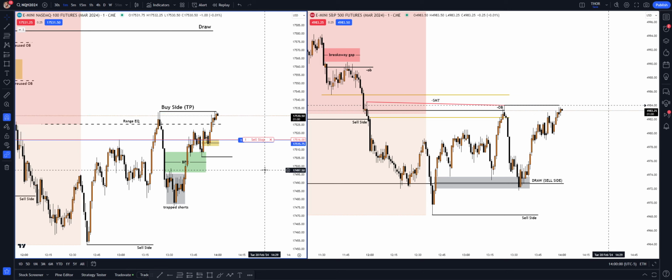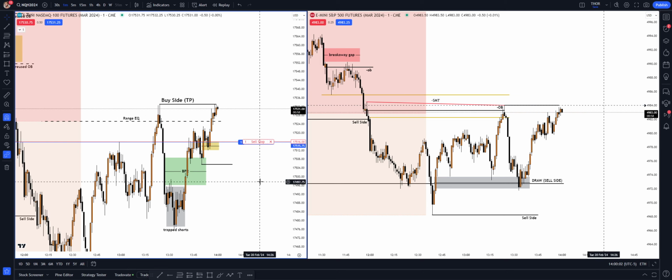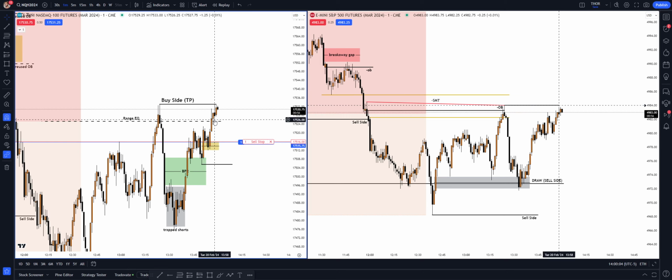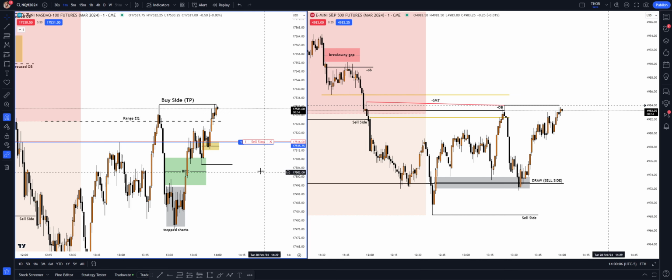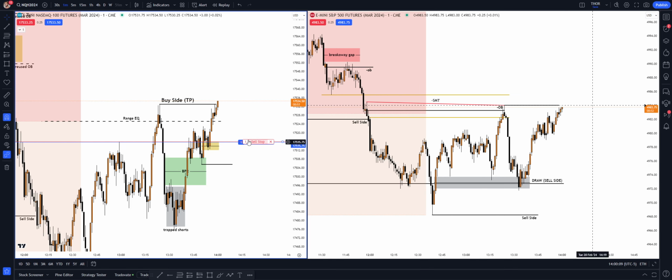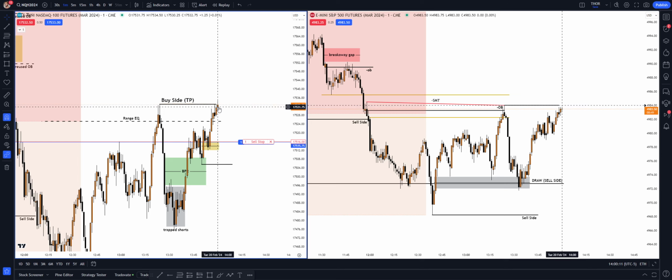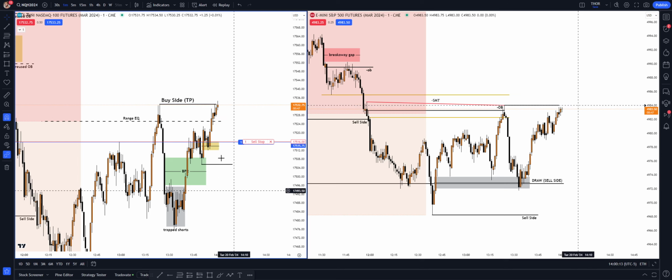And now we are in silver bullet hour. Let's see how it goes. This is not an order block just yet. It's not validated as of now. Now, if this candle closes like that, now we have an order block there. But it has to close first.